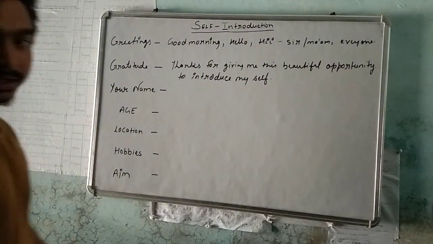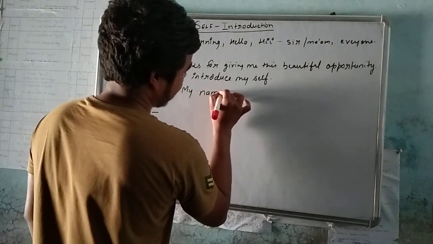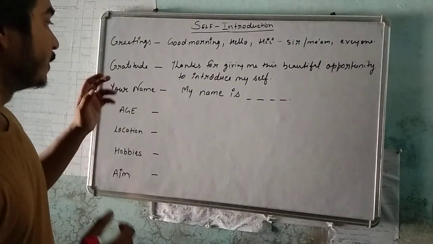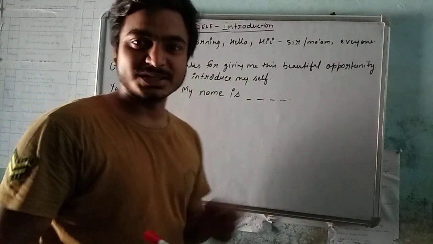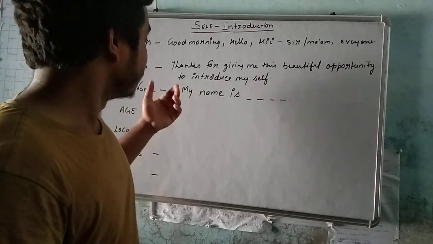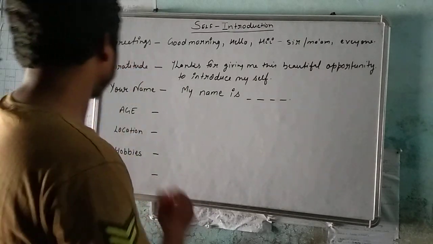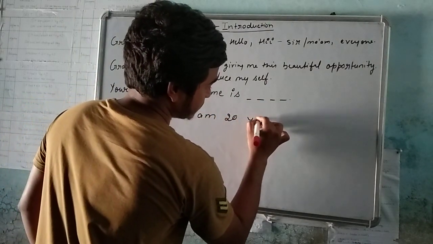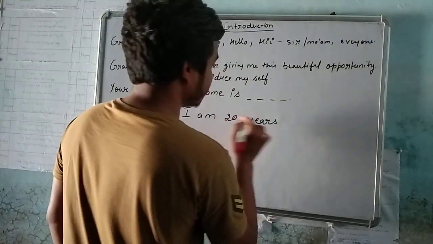And third one is your name, whatever your name is. Try to write simple sentences like my name is Sandeep. Don't say this is Sandeep. This is a very informal type of sentence. Say my name is Sandeep. My name is Rohit. My name is whatever your name is. Age. I am 20 years old.